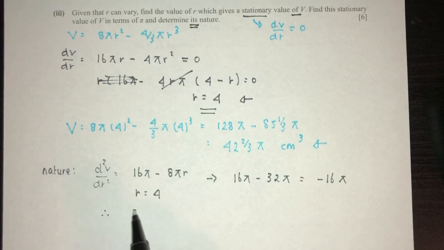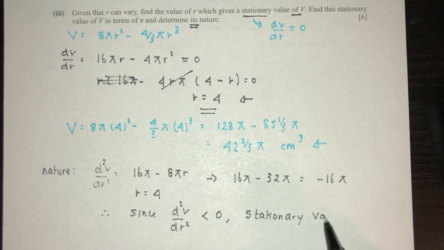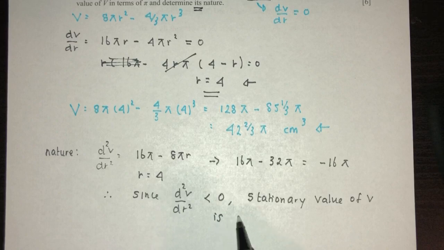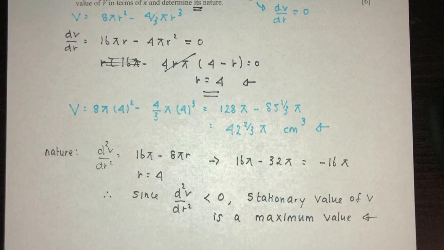So you will write, since the value of d2v by dr square is less than 0, it is a negative value, we have shown that the stationary value of v is a maximum value. So if this value is negative, it is a maximum value. Let's say if it was positive, it would be a minimum value. So that's how you determine the nature of that point. That will be your question number 7.